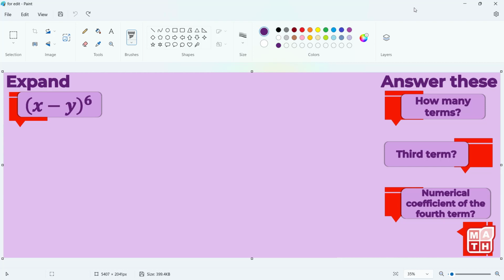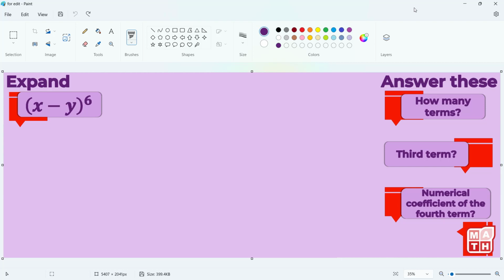Okay, now let's expand this given binomial expression. We have here the binomial expression x minus y raised to the power of 6. To do this, we need to understand the possible number of terms for the possible expansion. With that, we can determine the correct coefficients that will be multiplied for each term, and will also help us to come up with the correct combination of x and y coefficients.